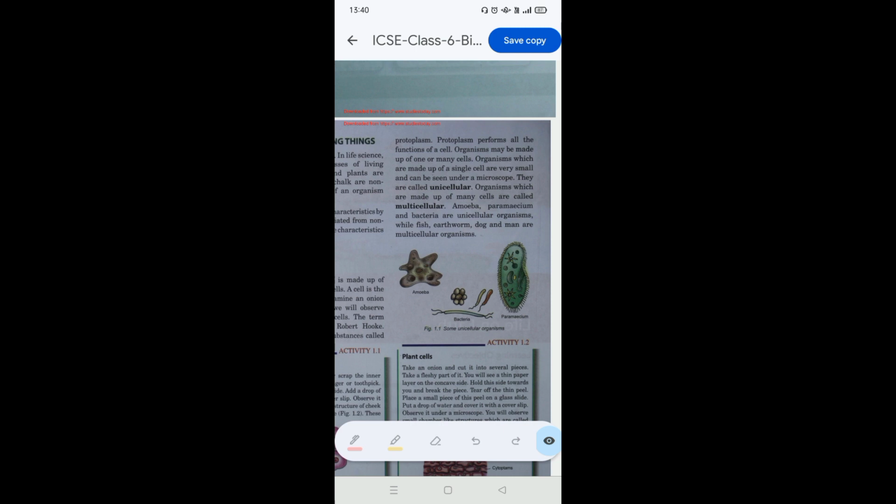Organisms may be made up of one or many cells. Organisms which are made up of a single cell are very small and can be seen under a microscope. They are called unicellular. Organisms which are made up of many cells are called multicellular. Amoeba, paramecium, and bacteria are unicellular organisms, while fish, earthworm, dog and man are multicellular organisms.